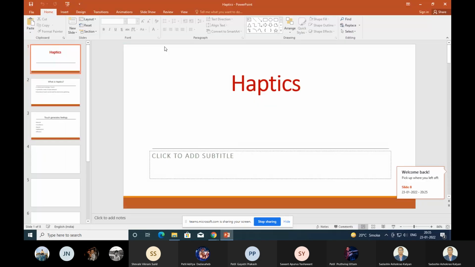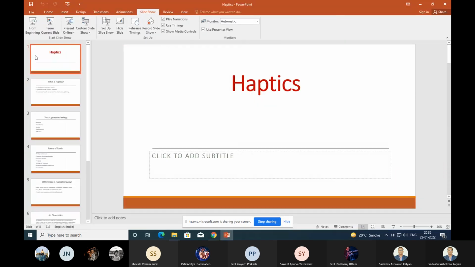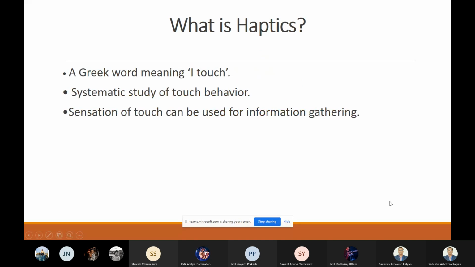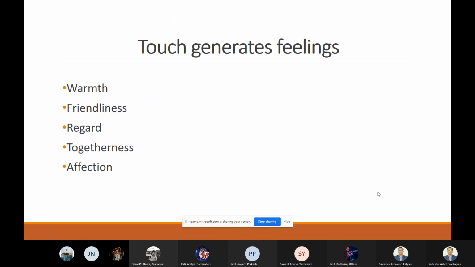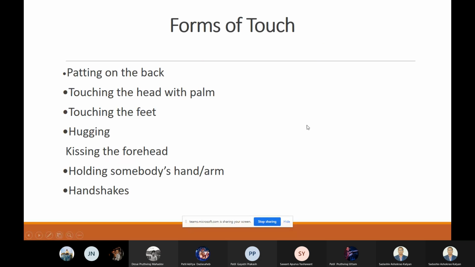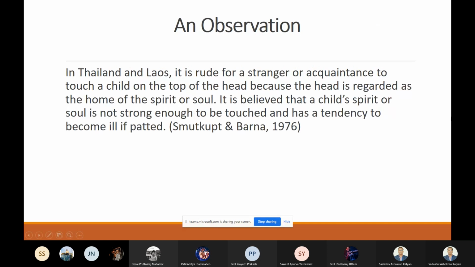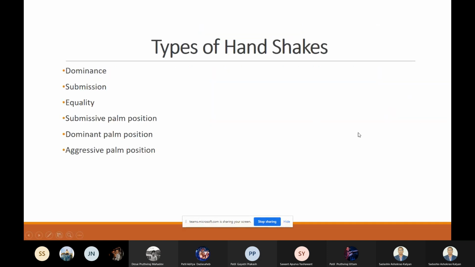In the last point that we have focused on, that is haptics. Here is one kind of affection, one kind of love of a mother for her grandchild. The systematic study of touch behavior is included in haptics, and through haptics we reflect various kinds of feelings like love, regard, friendliness. Then there are various forms of touch, including handshake and touching the feet, and haptic behavior changes from culture to culture. There are also various types of handshakes.